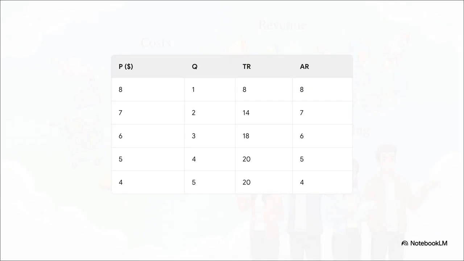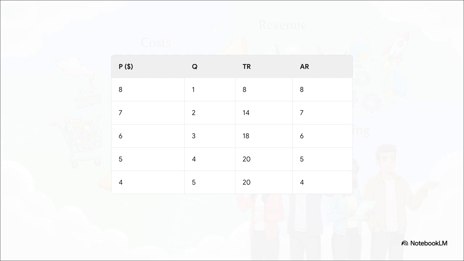If we look closely at this revenue calculation, we've got price, quantity, total revenue, and average revenue. As you drop down the rows, say sell 4 units at $5 each, your total revenue is $20. But you'll notice a fascinating fact here. The average revenue column is absolutely identical to the price column. No matter what quantity you sell, if you divide that total revenue back by the quantity, you are always going to end up exactly back at your selling price.